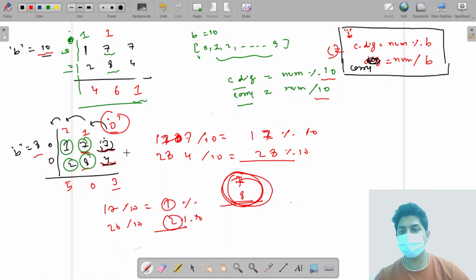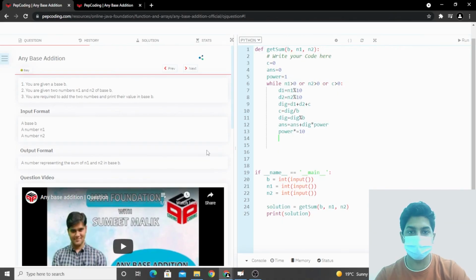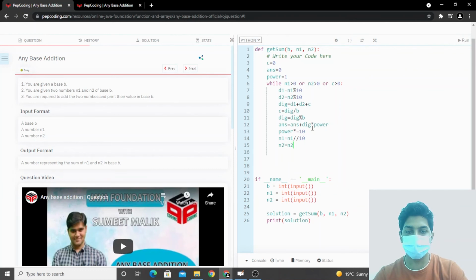After performing all this work, I will divide the number by 10. So let's do that. n1 will be n1 divided by 10, n2 will be n2 divided by 10. Here also it will be divided. Finally, we have to return the result.